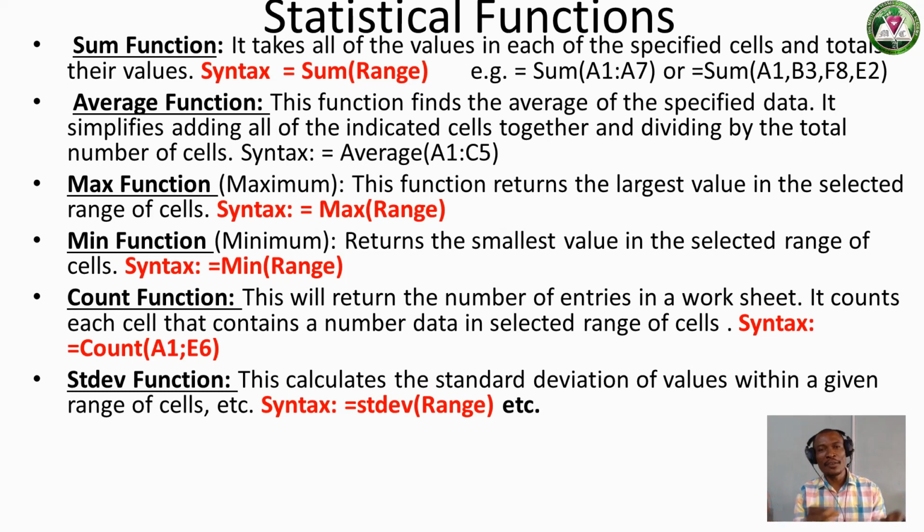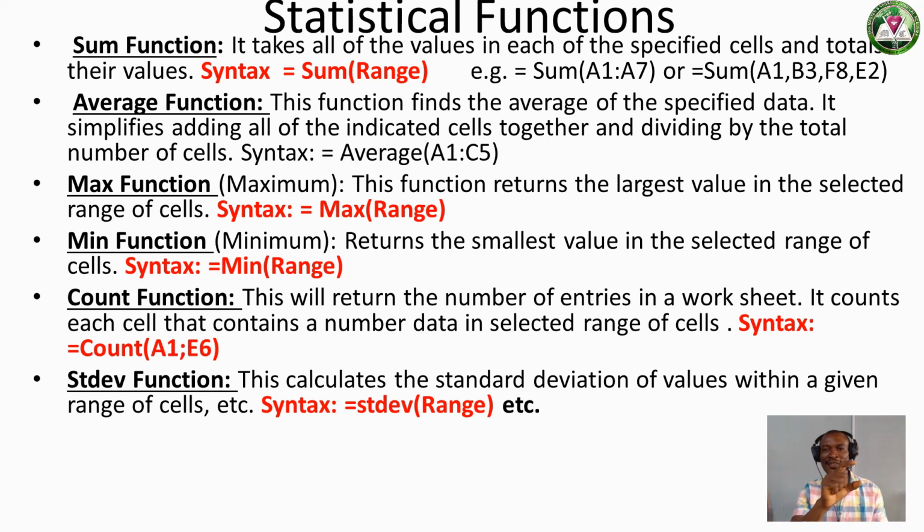Understand this now. You have A1, A2, A3. They are together on the same line. But when the cells are scattered and you still want to add the content of those cells together, you use comma to separate the cell addresses in that bracket. That is A1, comma, B3, comma, F8, comma, E2, comma, you close the bracket and press your enter. Do you get that? The cells are scattered all over the worksheet.